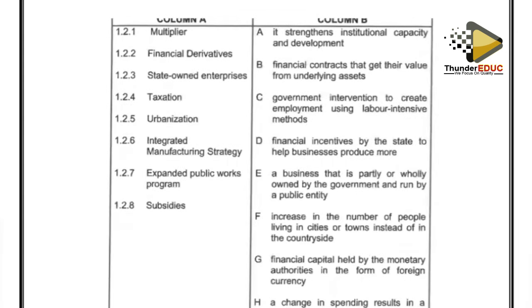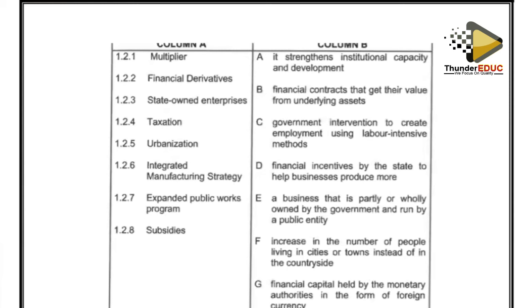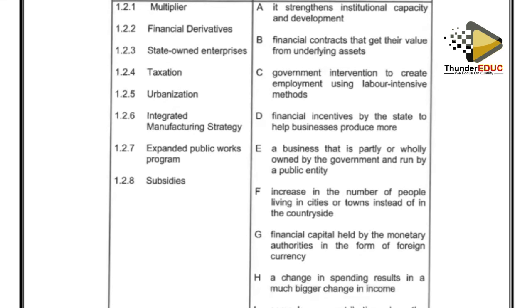Okay, right, great stuff. So we have now landed on 1.2. So the multiplier that we are referring to in this regard is the change in spending resulting in a much bigger change in income. Meaning our appropriate answer in this regard is going to be H.